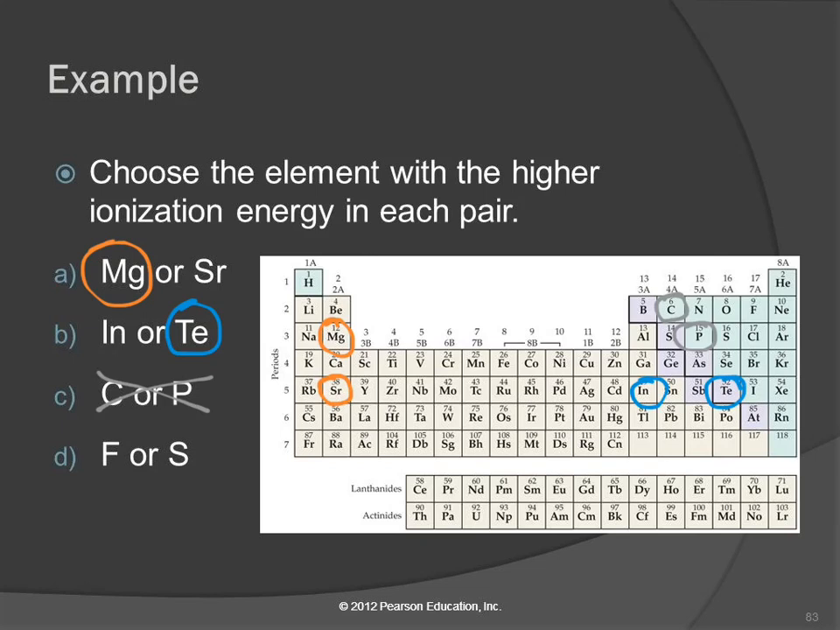How about fluorine and sulfur? Higher ionization energy will be fluorine. Going across predicts fluorine, and going down predicts fluorine to be higher. Any questions? These are trends. There are exceptions, but they're still useful.